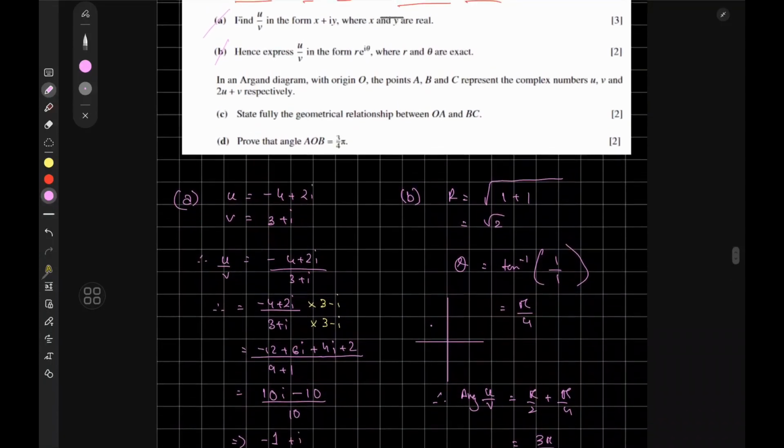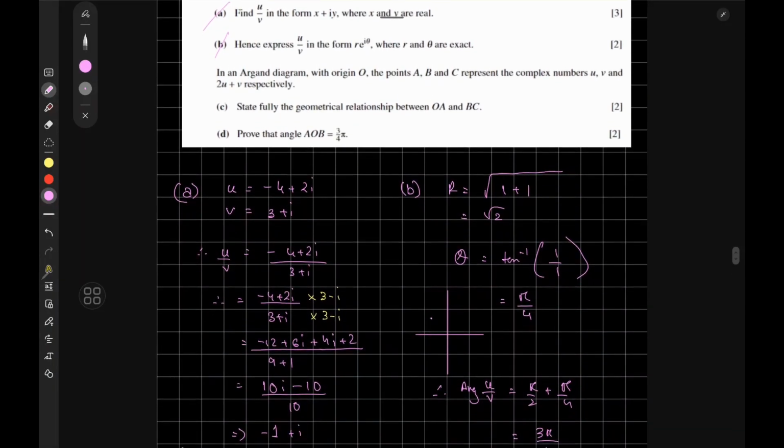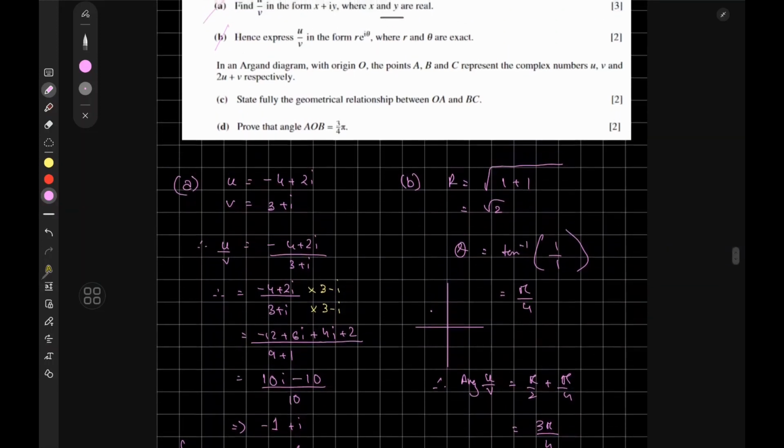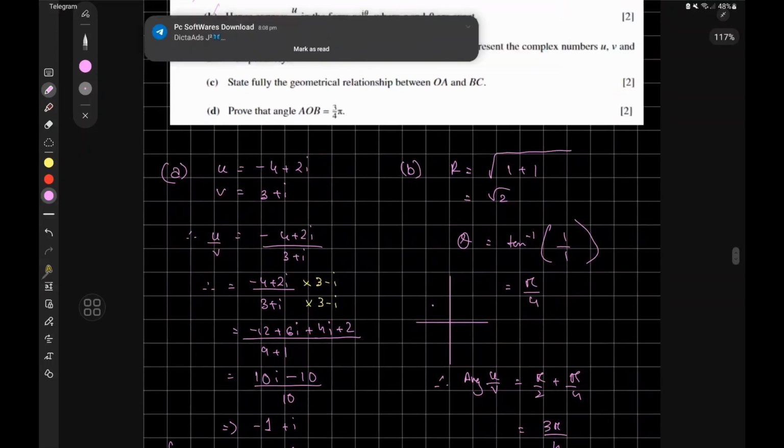Next to B: hence express u by v in the form r e^(iθ). So this is basically another form of expressing x plus iy. So how do we do that? r is the modulus or the distance, and theta is the argument. So we first find out the r, which is the distance.